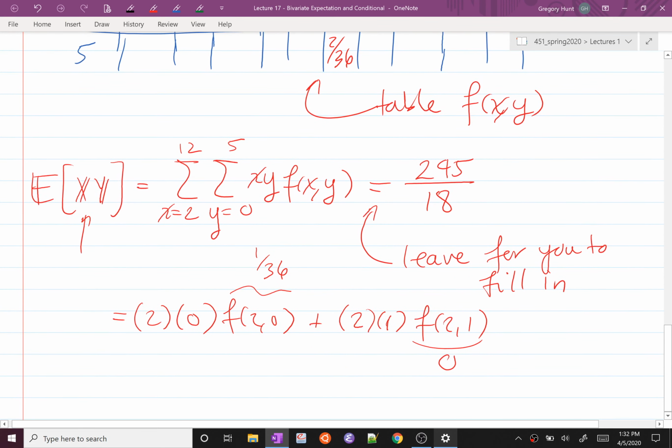So that term will actually go away. You get a lot of things dropping out, but you do the sum, and that should give you, hopefully, what I got here, which is 245 over 18. And at that point, it's just an arithmetic problem.